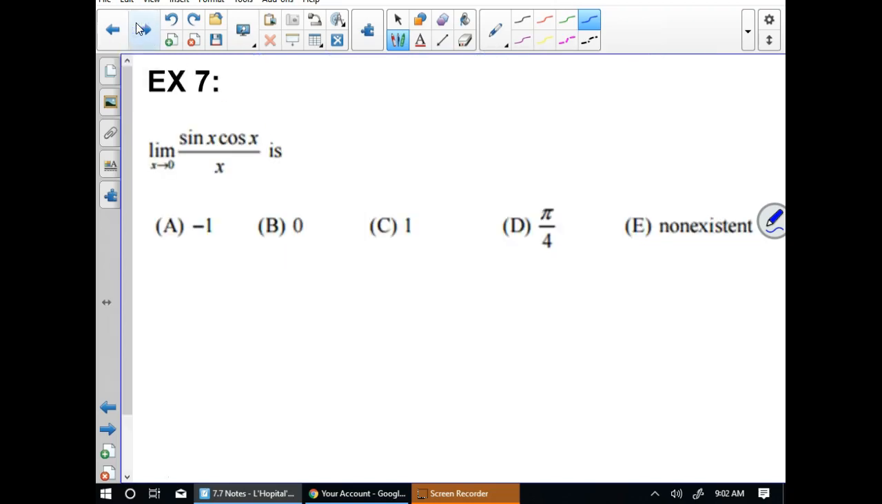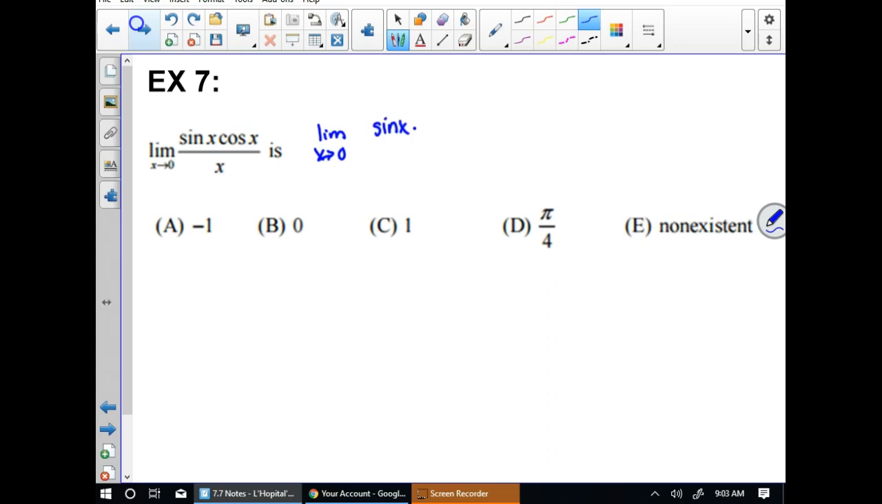Okay, here's our last one that we're going to look at. So right now, if you plug in 0, you're going to get 0. So whenever we do this problem here, we're going to use L'Hopital's rule, so the limit as x approaches 0. We got to take the derivative of the top, which is a little bit tougher. We got to use a product rule for that. So we're going to have sine of x times the derivative of cosine x.